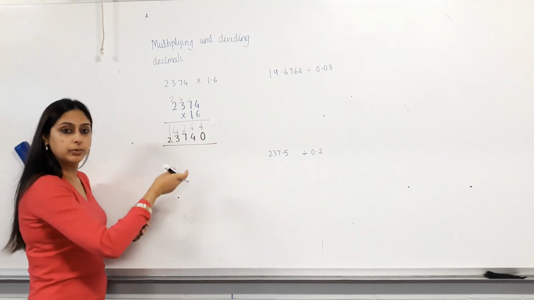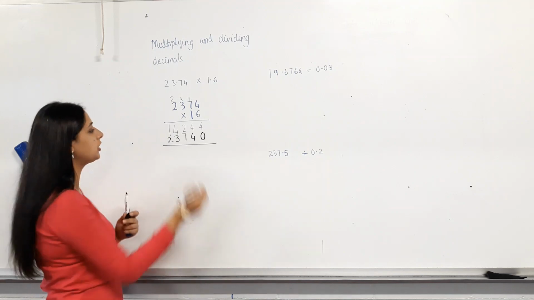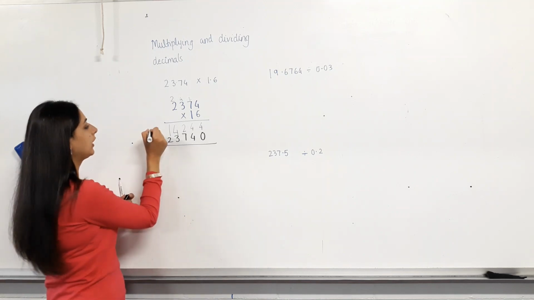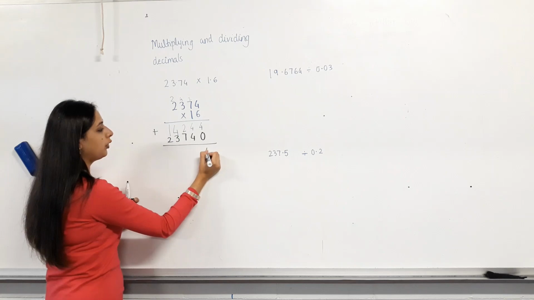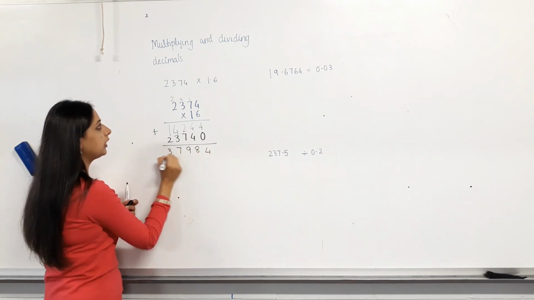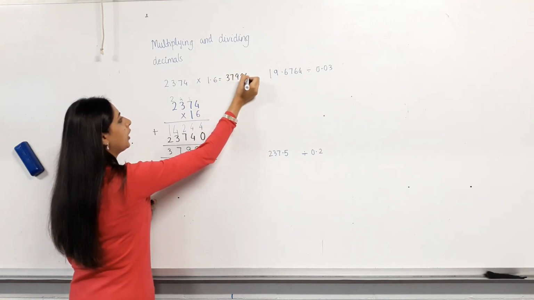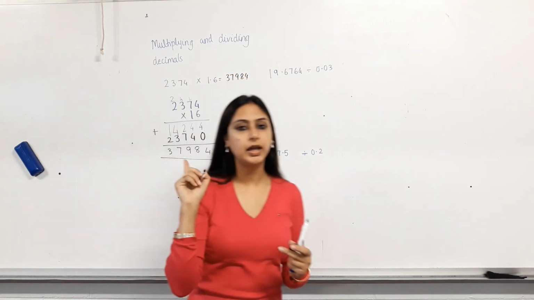Can you see I'm lining up the digits? As always, it is important to line up the digits in multiplication. What's the next step? Add. 4, 8, 9, 7, 3. So the answer will be 37984. However, we had decimals.